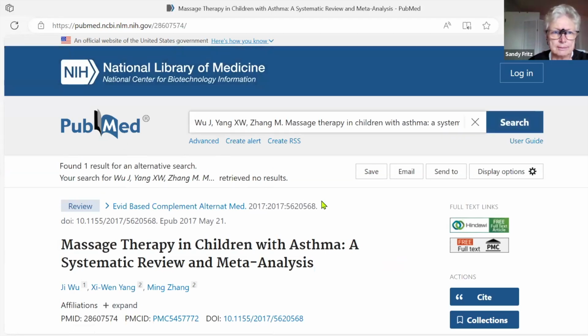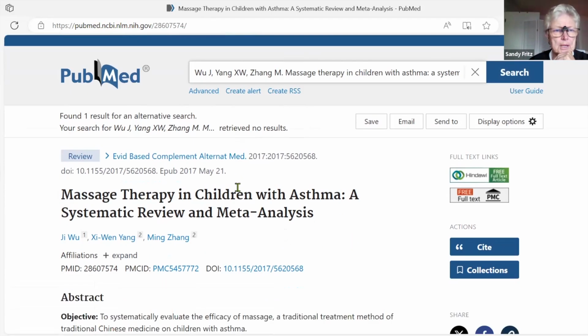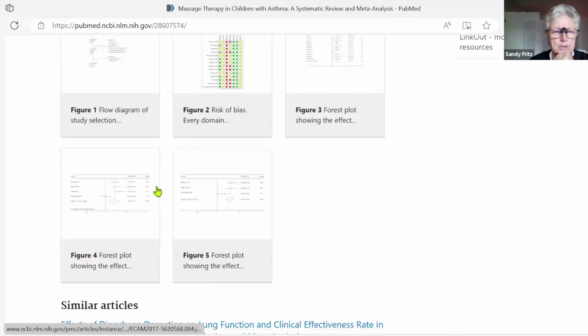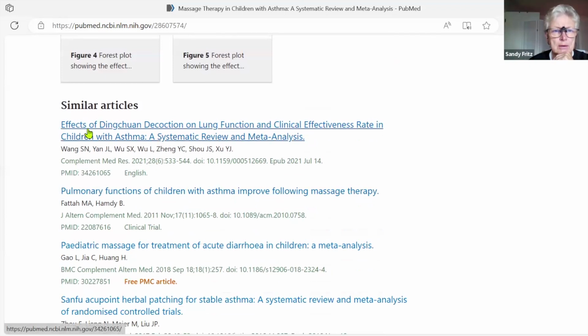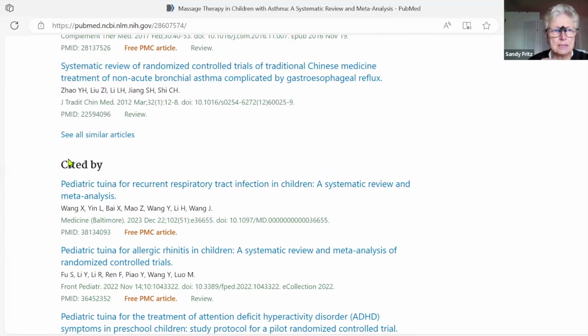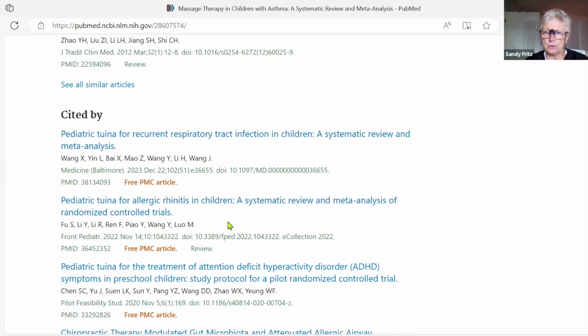And so here is the study that comes up, and I can read the whole study here with the figures. And then here are similar articles that I can go and look at. And then if it was cited by something, that means that research has to be more current. It used the research. Therefore, if I look at cited by, I may be able to find even more current research than the one that is in the textbook.